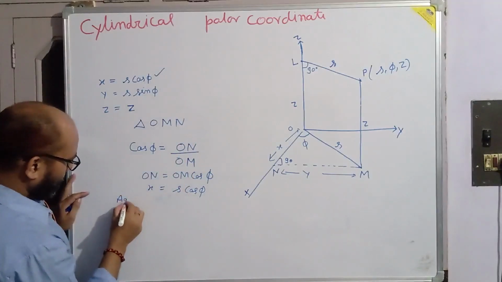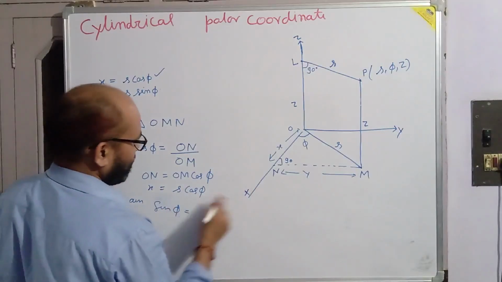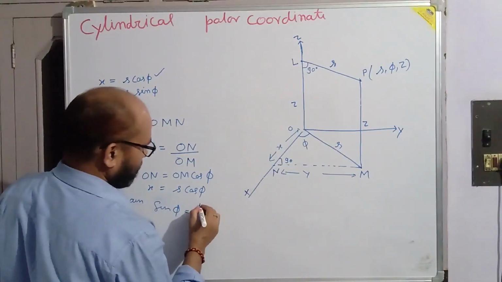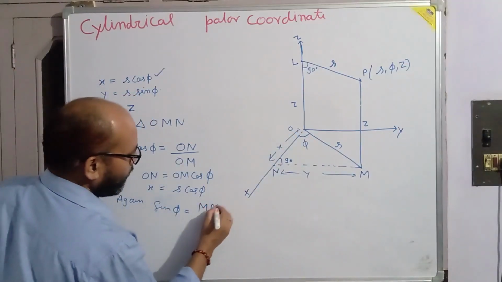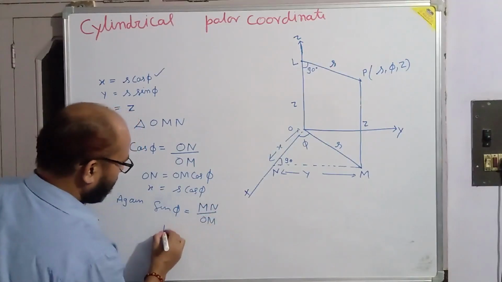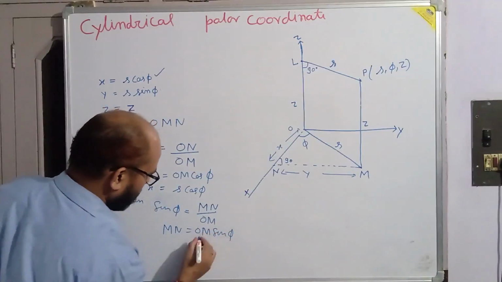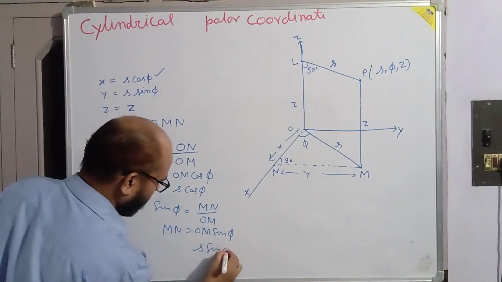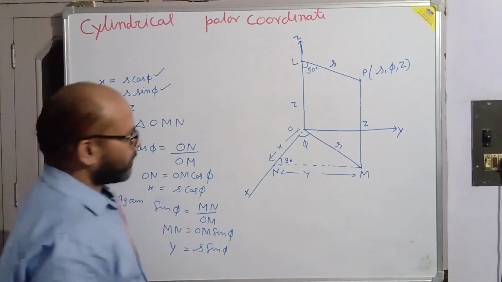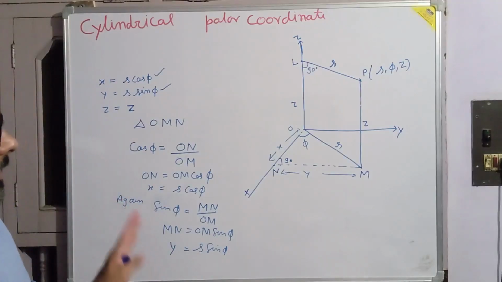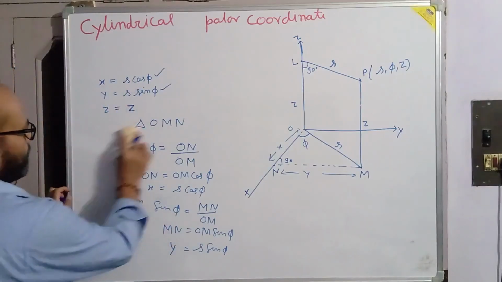Again, sin phi equals MN upon OM, where ON is the base and MN is the perpendicular. So MN equals OM sin phi, and OM equals S, so MN, which is Y, equals S sin phi. And Z equals Z. So simply, first it is clear, got it? That is how Cartesian coordinates change to cylindrical polar coordinates.